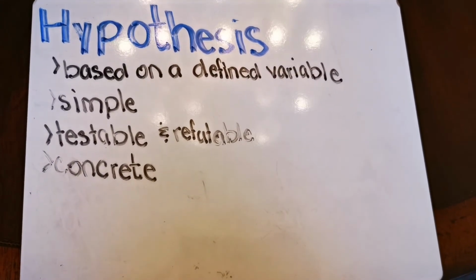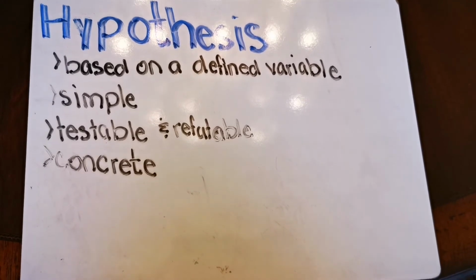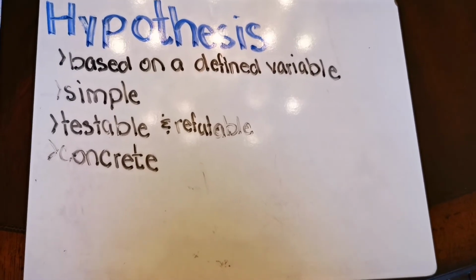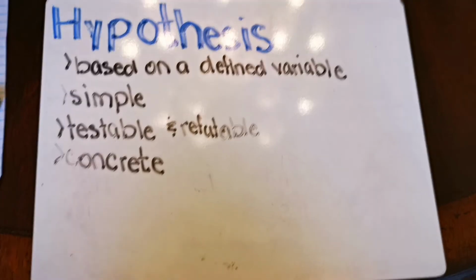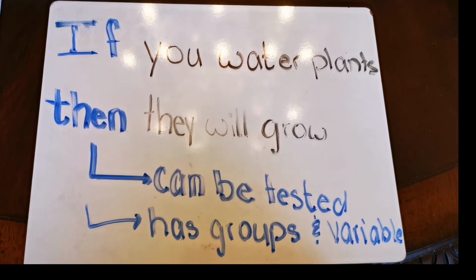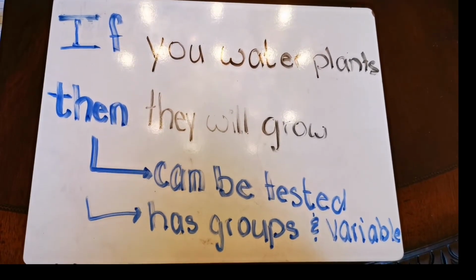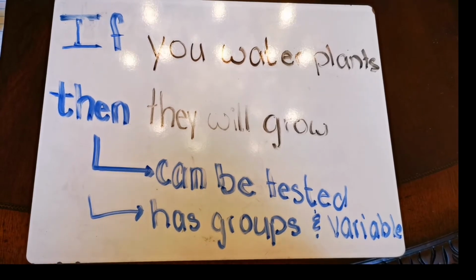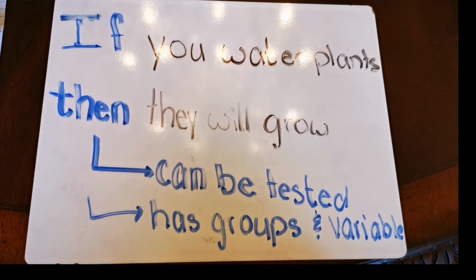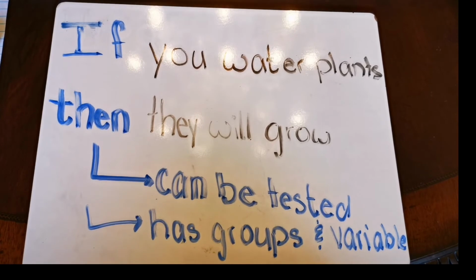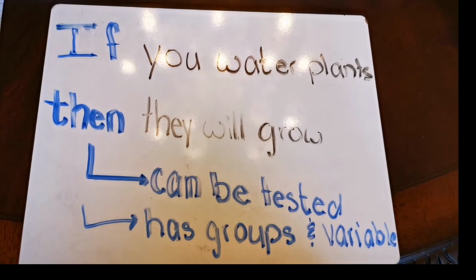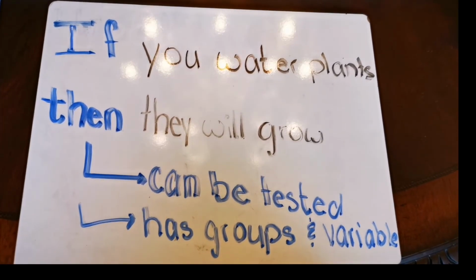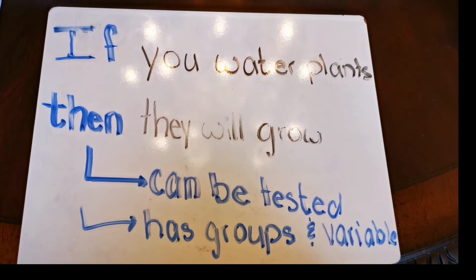Moreover, every hypothesis is simple. It's an if-then statement, and it's very simple before it comes to the complicated parts, which are the steps of an experiment. Here I have written an example hypothesis. So it starts with, if you water plants, then they will grow. So we see that this hypothesis is an if-then statement, like most hypotheses. And this is a hypothesis because it can be tested.